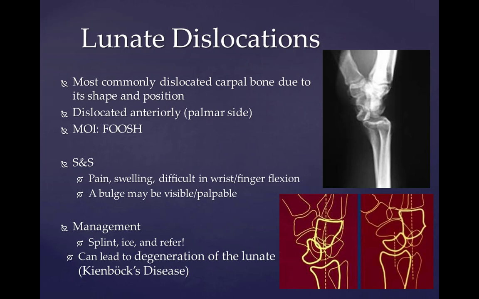The lunate is the most commonly dislocated carpal bone. Lunate dislocations are traumatic wrist injuries that require prompt management and surgical repair. The lunate typically gets displaced and will rotate volarly, or towards the palm. The rest of the carpal bones are in a normal anatomical position in relation to the radius. Lunate dislocations typically occur due to a fall on an outstretched hand, or FOOSH, or during a motor vehicle injury where there is a forceful dorsiflexion of the wrist.